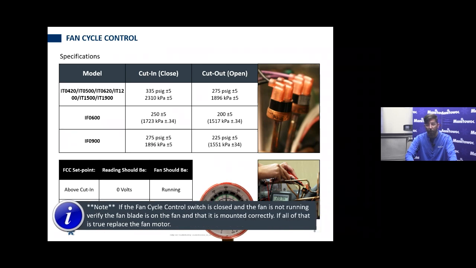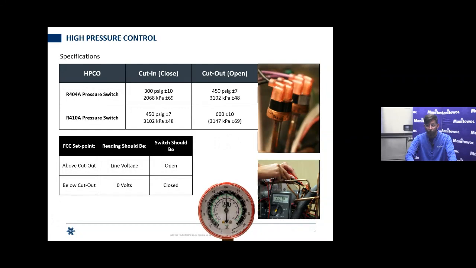So keep in mind, if you're reading 0 across that fan switch, you have power to that fan motor, and there's no restriction, no loose fan blade, it's not caught on something, anything of the like to prevent that fan motor from turning, then you would have a fan motor issue. You would need to replace that fan motor because you verified that the fan switch is doing its job. Now the fan's not listening. So we're utilizing these things to control head pressure for operation and to protect the system.